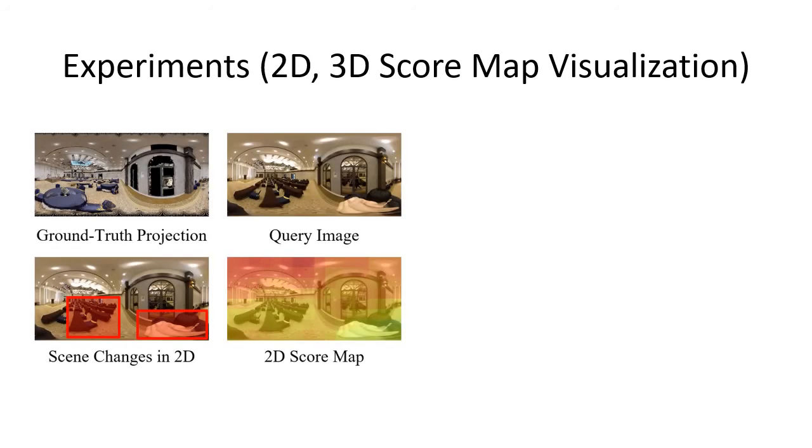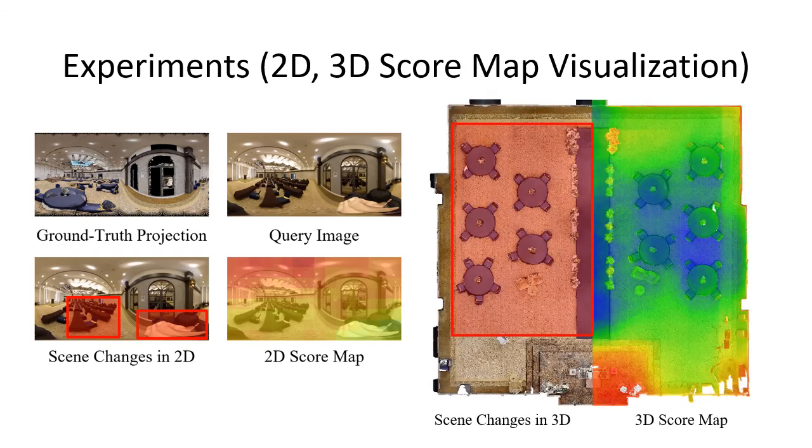On the left, new furniture and the moving person are introduced since the 3D scan, which are all attenuated by the 2D score map. On the right, we display the 3D score map, where the map places smaller values on regions near chairs and the blue carpet which are not present in the query image.